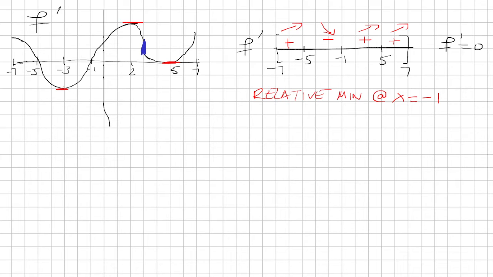Now we want to look at relative maximum. So for a relative maximum, we want to go from increasing to decreasing. So increasing, decreasing, that's at x equals -5. And then -1 we said is a relative minimum. At 5, it doesn't change from increasing to decreasing, so we don't want to include that.